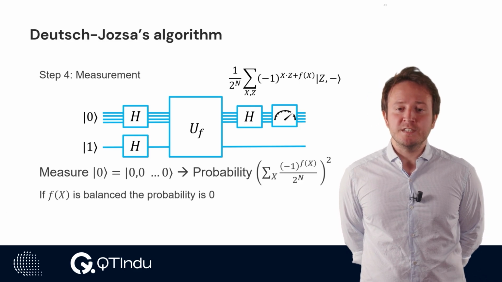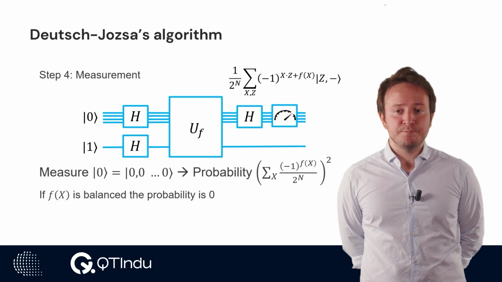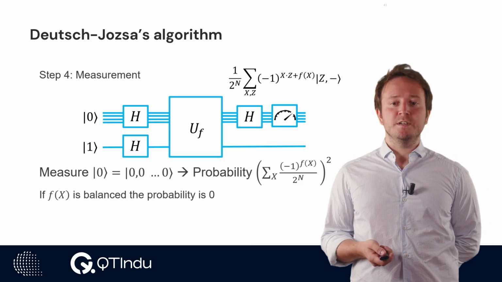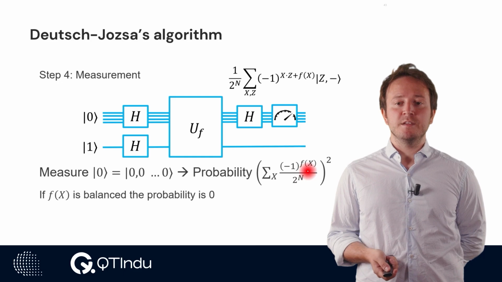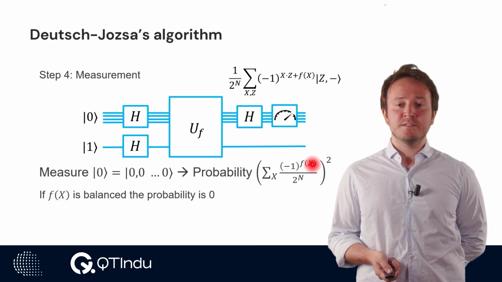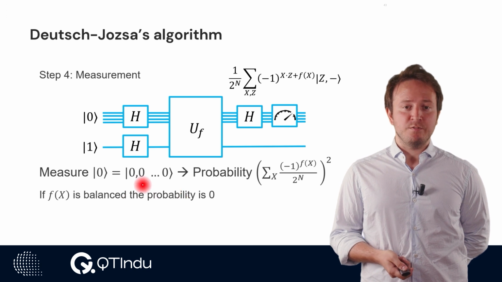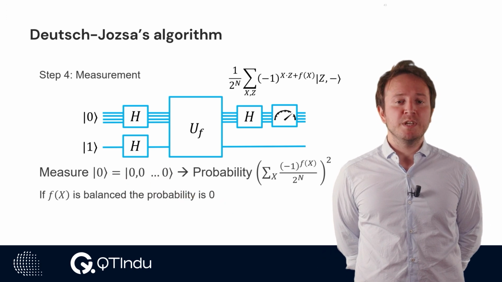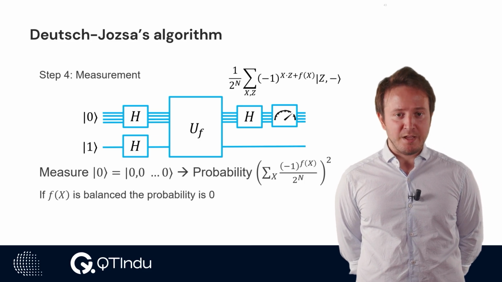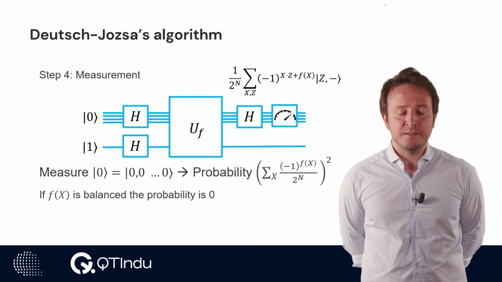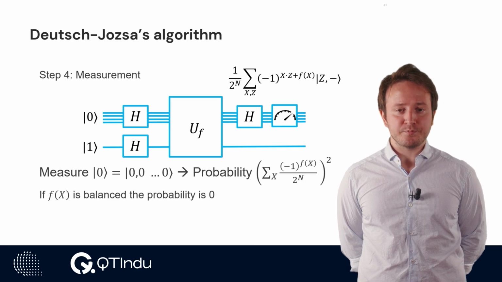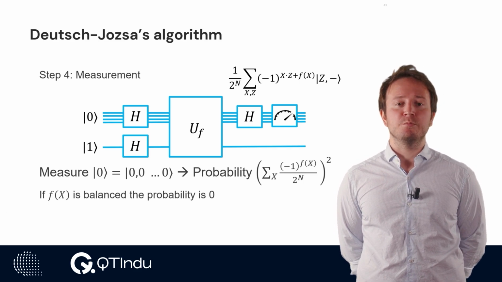Now we can easily see that if the function is balanced, meaning that the function f of x is outputting 0 for exactly half of the inputs x, then the probability of measuring this state is exactly 0. So you will never be able to measure this state if f of x is balanced. And this gives rise to a way to detect whether the function f of x is constant or balanced.